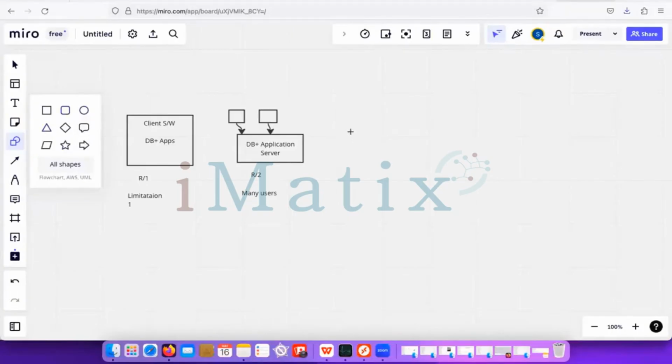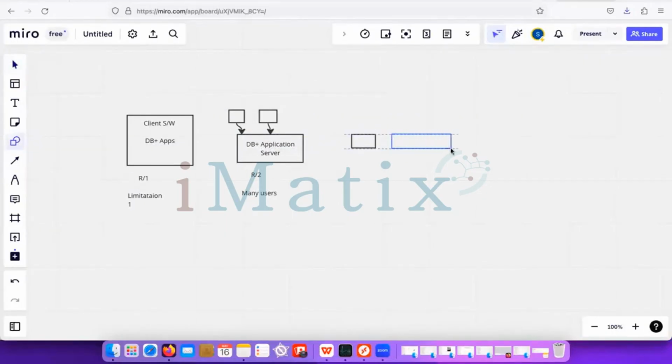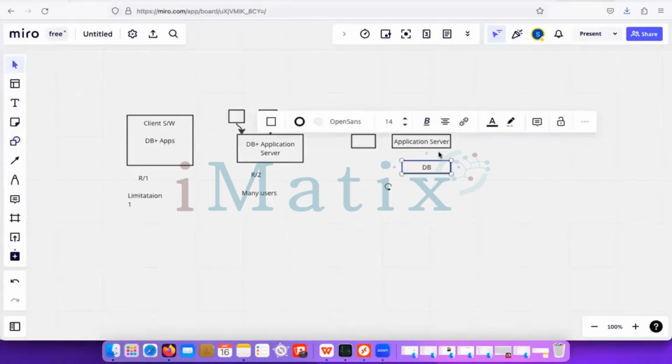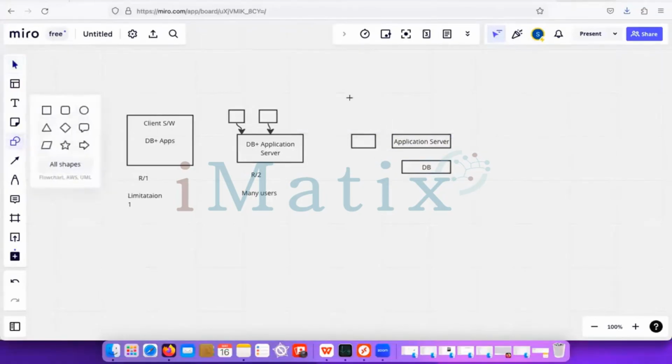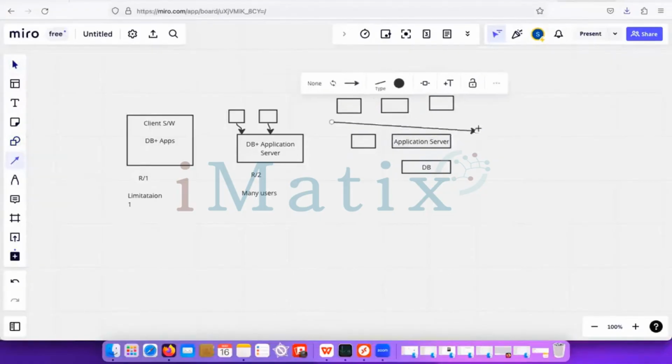To resolve this, we have a three-tier architecture. In three-tier architecture, we have three tiers. We can install multiple application servers. We have only one database, one DB server, and multiple application servers. There is no limit on the GUI clients that can connect. In this way, we have three tiers: presentation layer, application layer, and database layer.